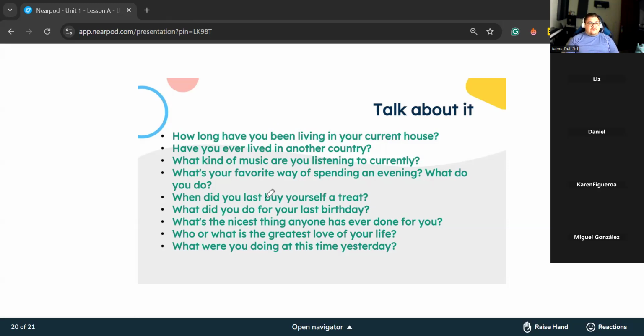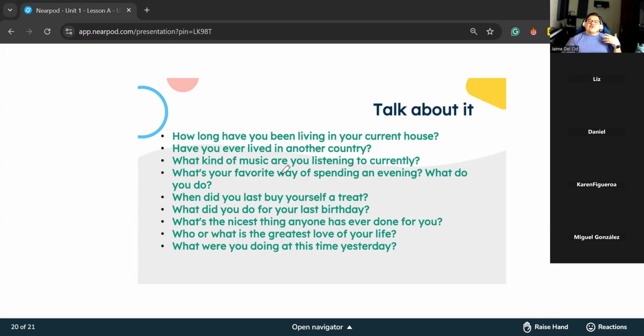Now, the key here is to identify what is the tense. Si identificas cuál es el tiempo verbal, muy probablemente tu respuesta inmediata va a salir correcta porque vas a contestar con el tiempo verbal correcto, ¿verdad?